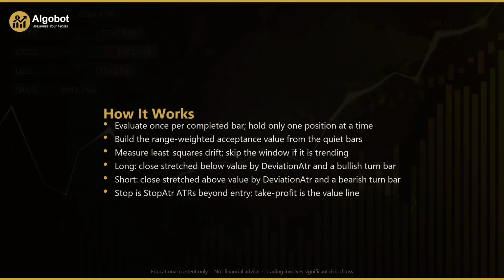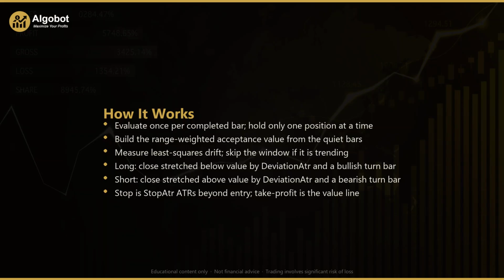If the market is flat enough, it measures deviation, the last closed bar's close minus the acceptance value, and compares it to the deviation setting, 2 ATRs by default. For a long, the close must be stretched below value by at least that amount, and the last bar must show a bullish turn, closing above its own open and above the prior close. When both are true, the EA buys at the ask, sets its take profit exactly at the acceptance value, and places its stop 1.5 ATRs below entry.